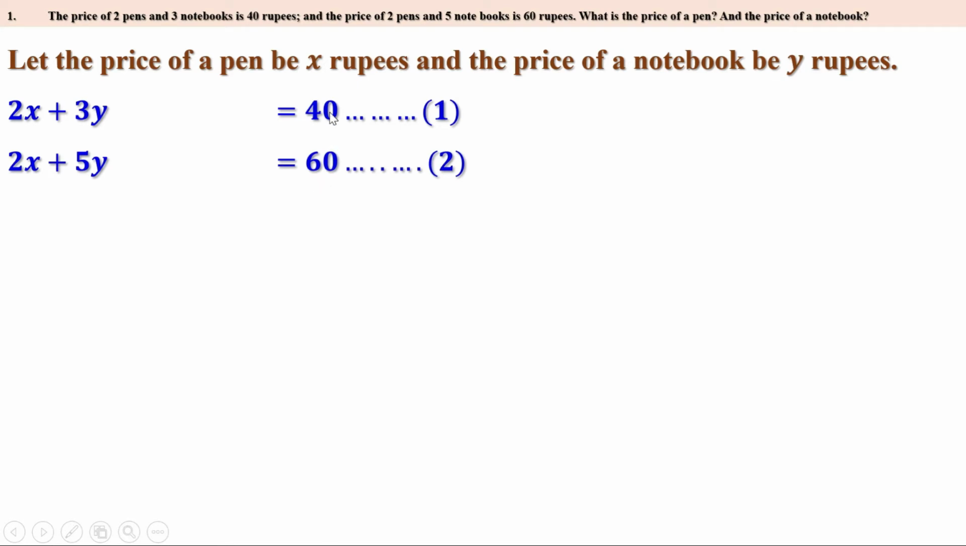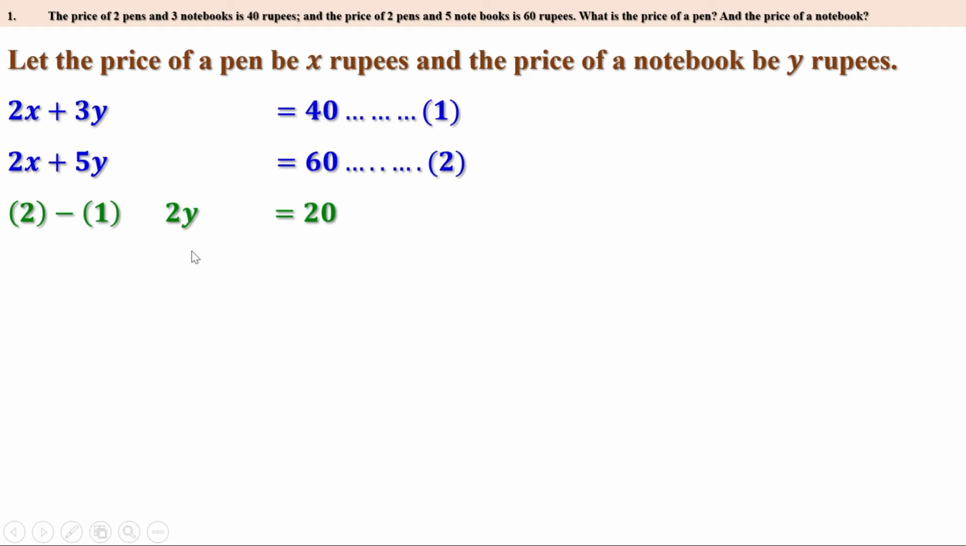This is 60 and this is 40. 60 is more than 40. So let me subtract first equation from the second equation. Then we get 2x minus 2x is 0. 5y minus 3y is 2y. 60 minus 40 is 20. So we can write 2y equal to 20. So we got an equation, there is y only.